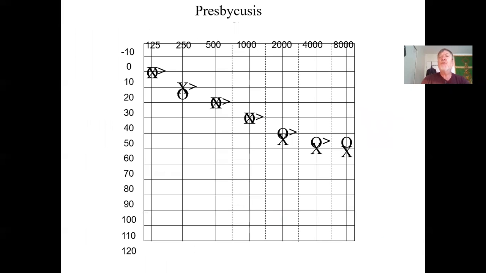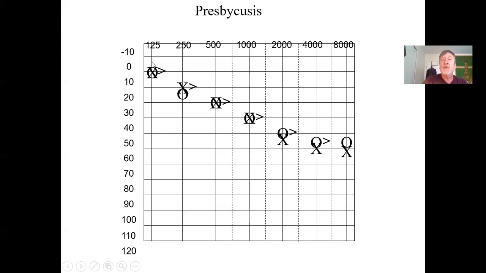So here's the most common hearing loss in the world, presbycusis. Now the X's are the left ear, the O's are the right ear, and the frequency is along the top. 125 is like low C on a piano, 250 is like middle C in music, 500 hertz, high C, and then octaves. As you double the frequency, you go up by 1 octave. So there you have it. And here's your decibels going down the side.